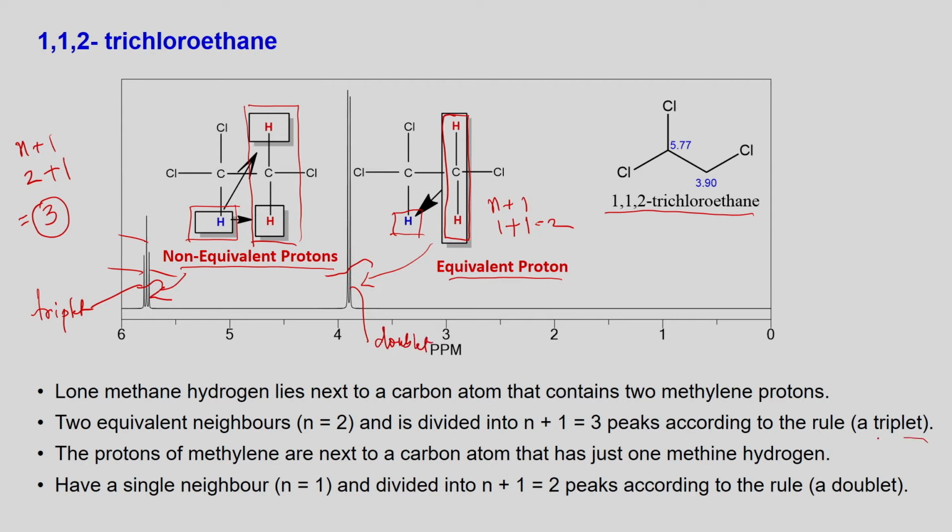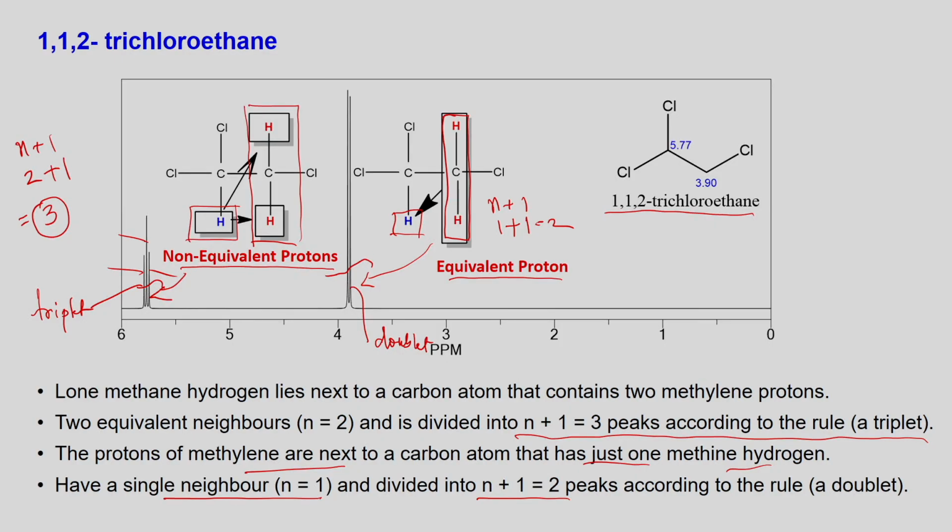Now, this is what I have just now referred to: n plus 1 equal to 3 is, according to the rule, a triplet, and the protons of methylene are next to the carbon atom that has just one methine hydrogen, having a single neighbor and divided into n plus 1, which is the doublet. You should please see carefully this example, because on the basis of this example you can deduce the different peaks at different locations. So, please pay careful attention to this particular molecule.